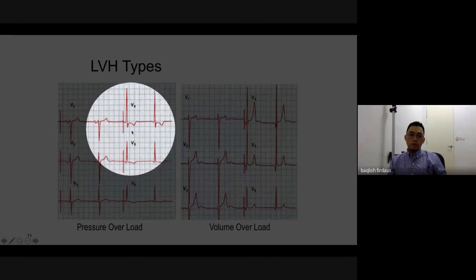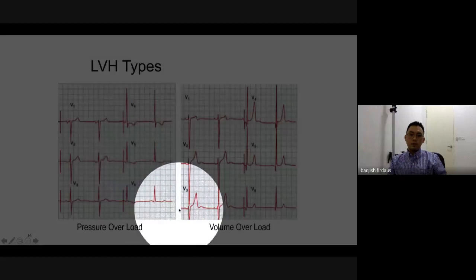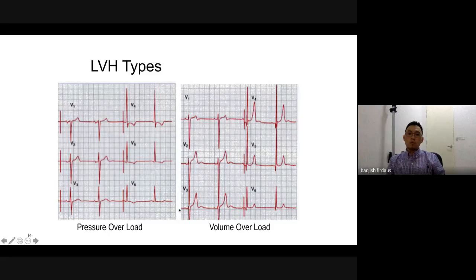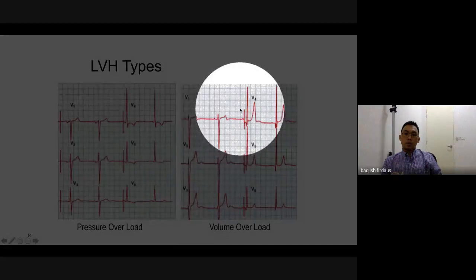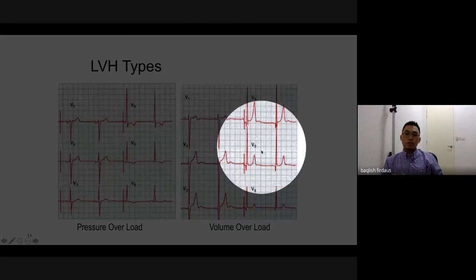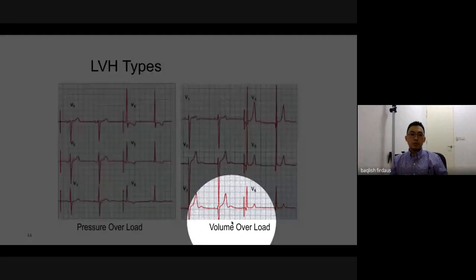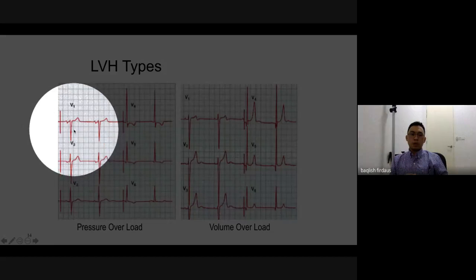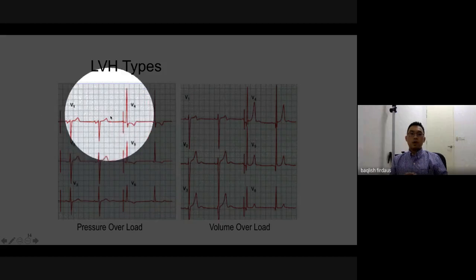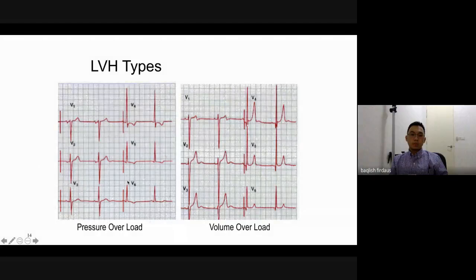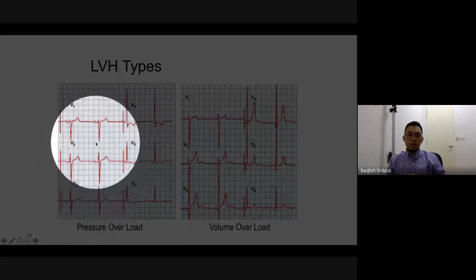Then V4, V5, and V6. In volume overload, there will be a tall R wave in leads V4, V5, and V6, and they must fulfill the voltage criteria. This means you must sum the S wave in V1 and the R wave in V6, or the S wave in V2 and the V5.